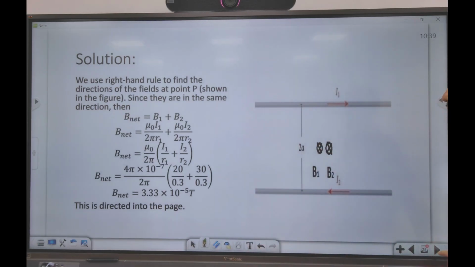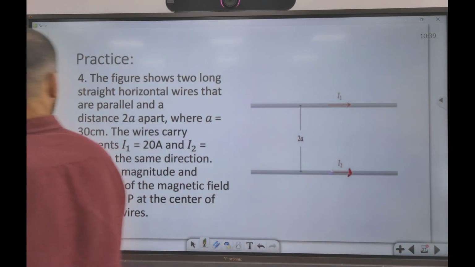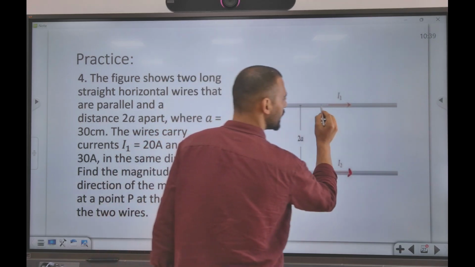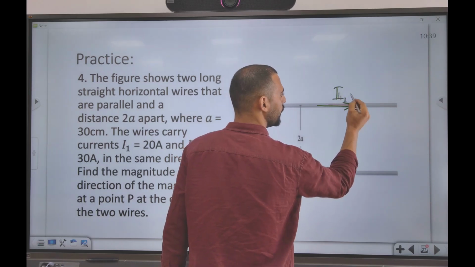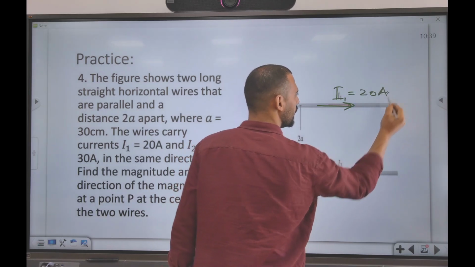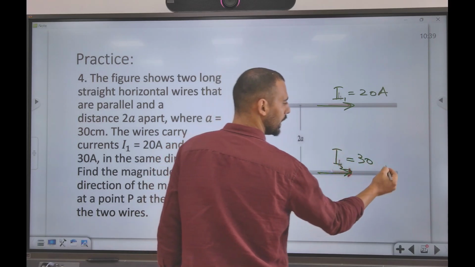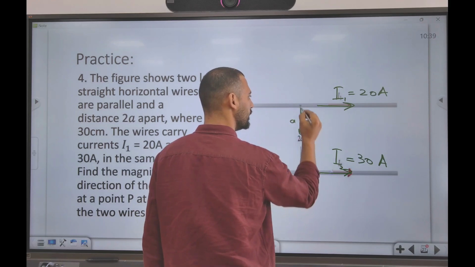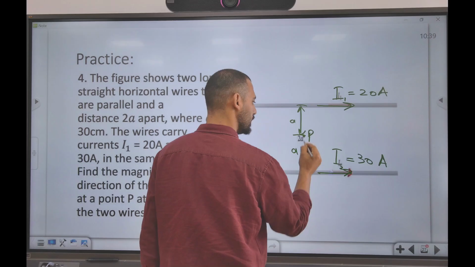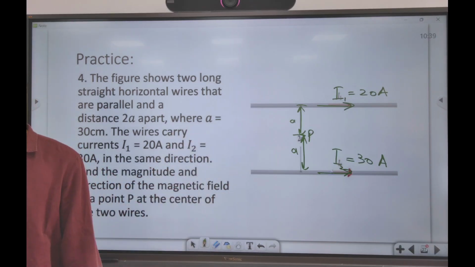This is the same solution. Now come on, do this question. Same question, just that the current is flowing in the same direction. I1 equal to 20 and I2 equal to 30 amperes. The point is here, point P. This will be A. This will also be A.